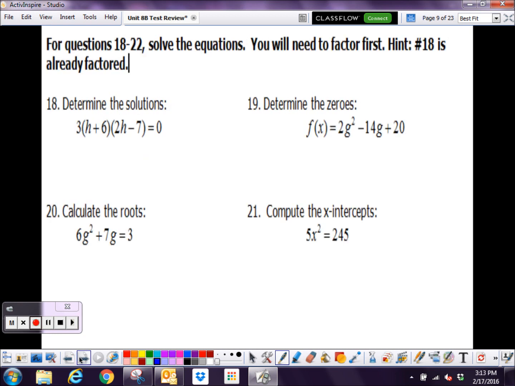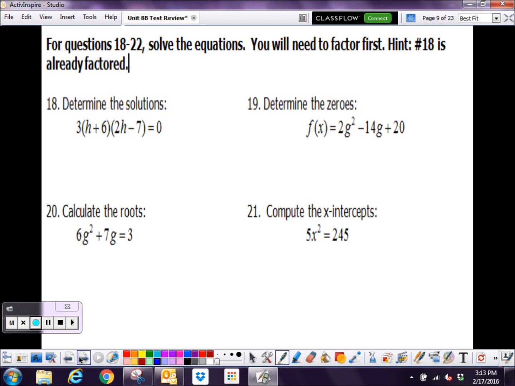Which now means we'll be able to do number 18. So for questions 18 through 22, solve the equations. Solve them. Don't factor, solve. But we will need to factor first. And I added this in. Number 18 is already factored. That's like the one we just looked at.